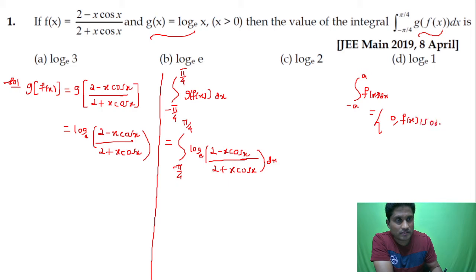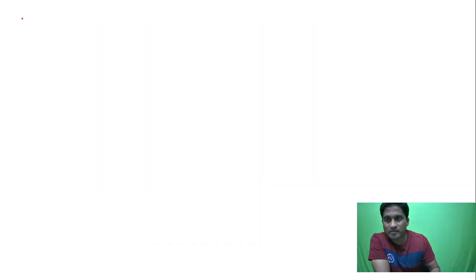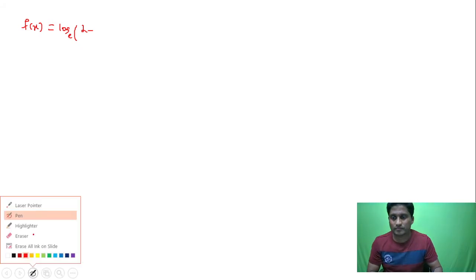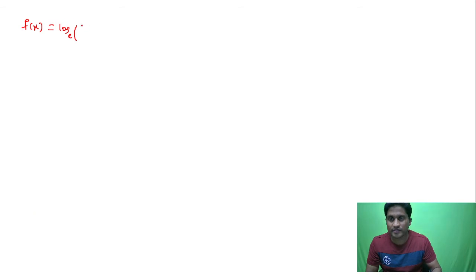Is it not? So let us use this property. And this is 2 times the integral from 0 to a of f of x dx if f of x is even. So let me check whether this is even or odd. I'm going to take f of x is equal to log of (2 minus x cos x) upon (2 plus x cos x).